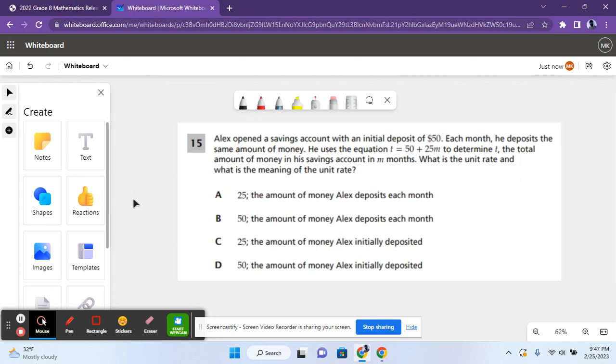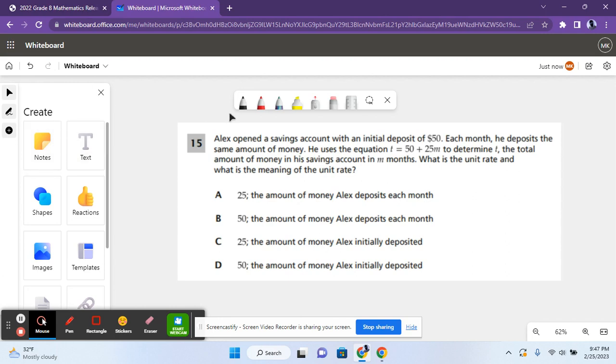For question 15, it says Alex opened a savings account with an initial deposit of $50. Each month he deposits the same amount of money. He uses the equation T = 50 + 25M to determine T, the total amount of money in his savings account in M months. What is the unit rate and what is the meaning of the unit rate?